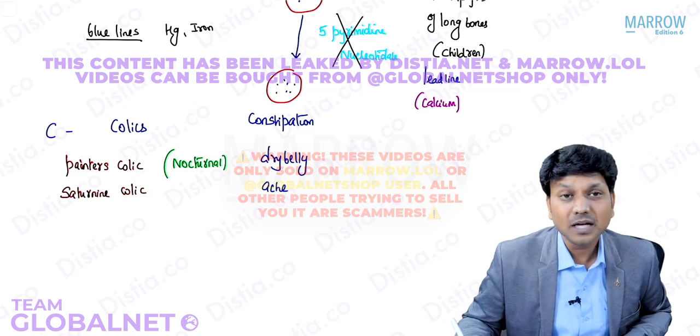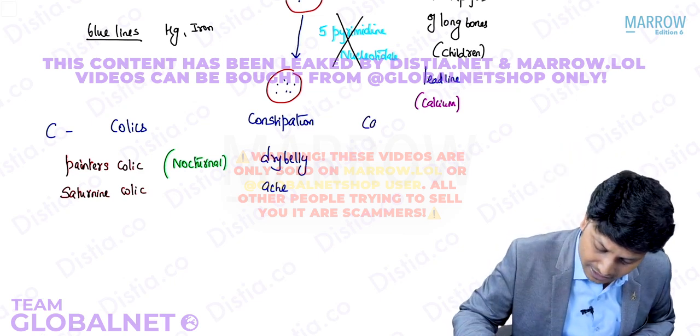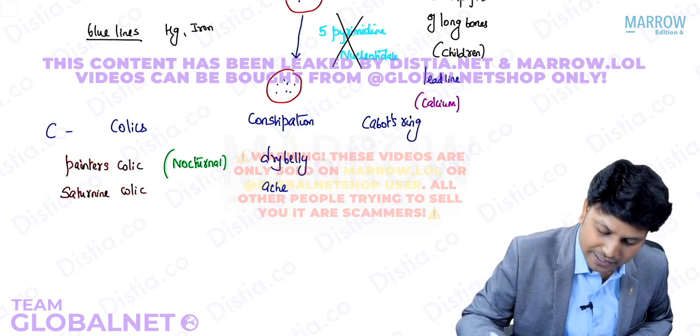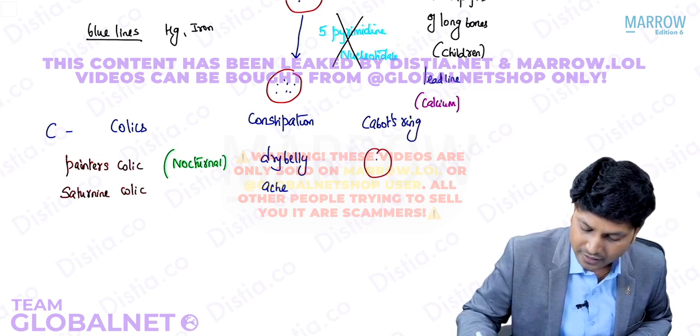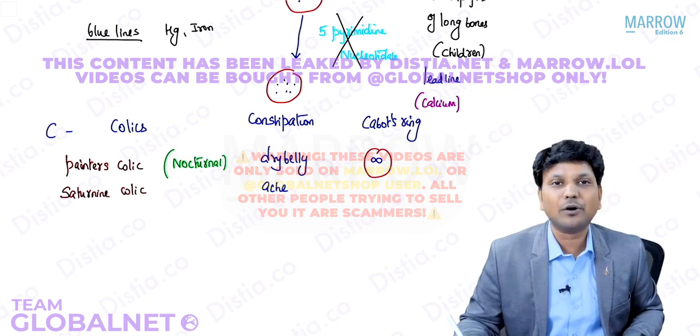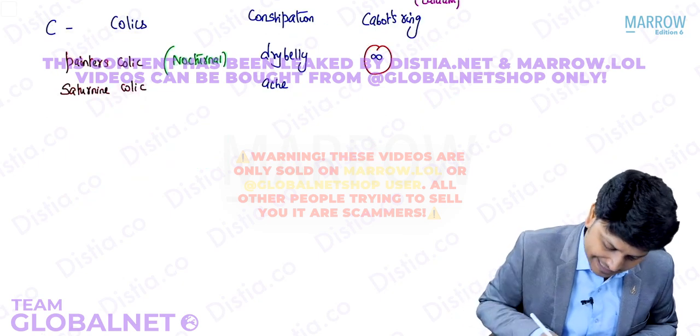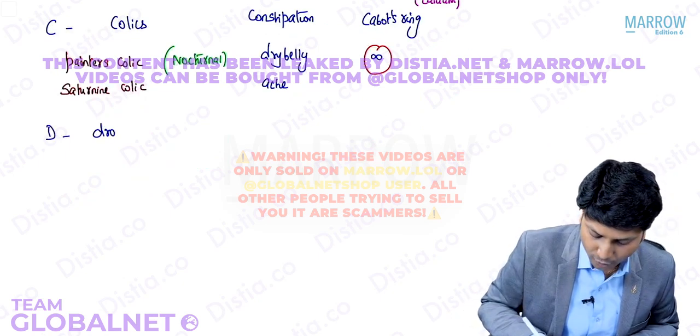Dry belly ache. There's one more C that we have to remember, that is nothing but Cabot's ring. Right? Inside the RBC, you can see a figure of 8 filament that is called Cabot's ring. Right? So, A, B, C. The next letter is D, where you have drop.